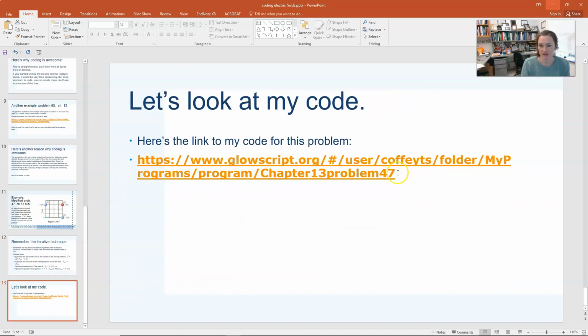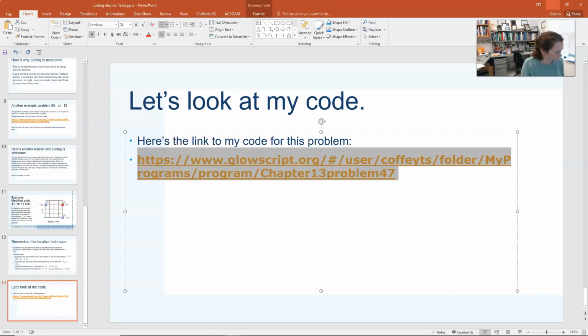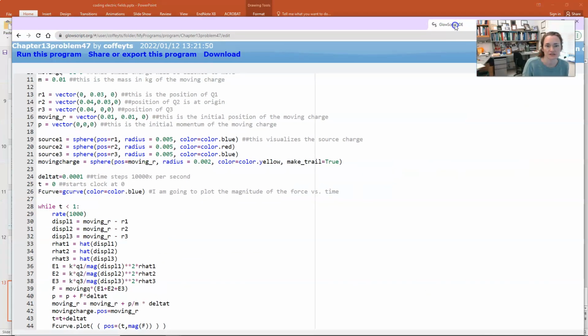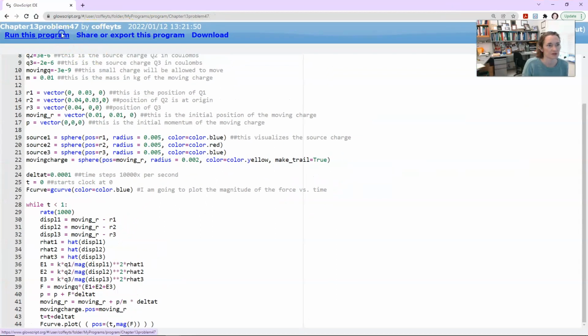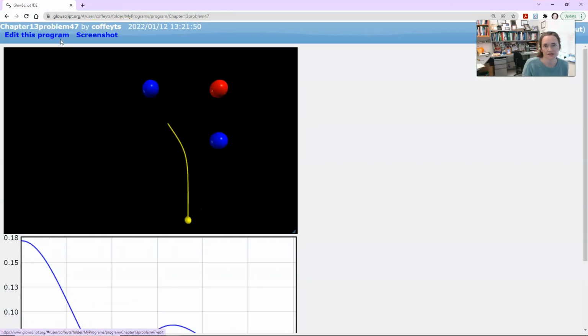So let's look at the code. Actually, I've already got it pulled up over here. I think this is it. Let's run it and make sure. Yeah, there it is. Okay.